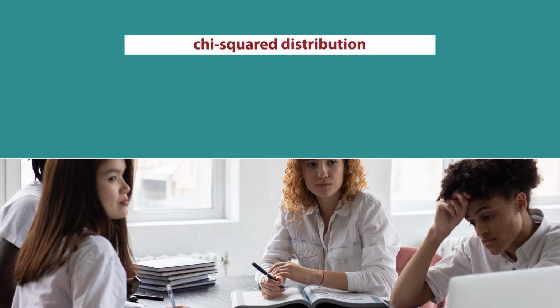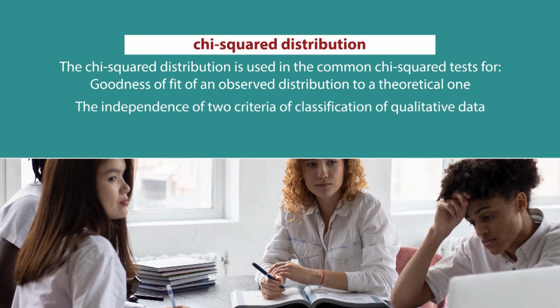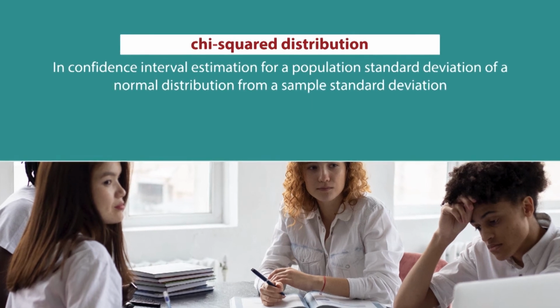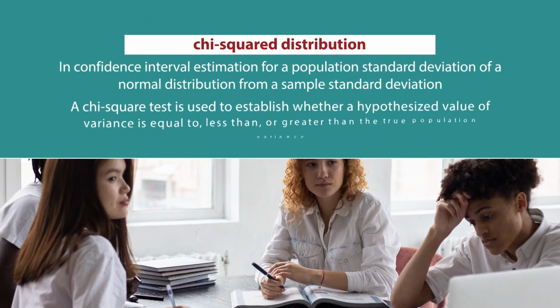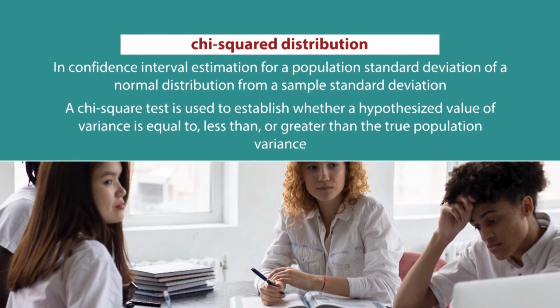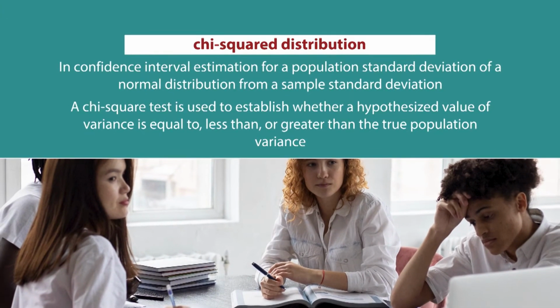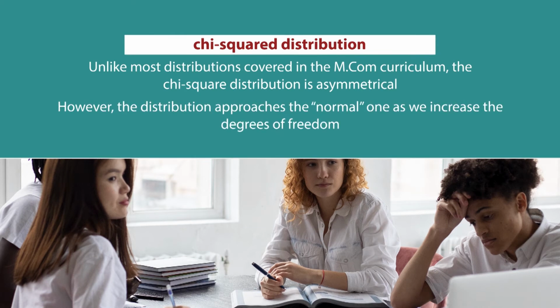The chi-square distribution is used in the common chi-square test for goodness of fit of an observed distribution to a theoretical one, for the independence of two criteria of classification of qualitative data, and in confidence interval estimation for a population standard deviation of a normal distribution from a sample standard deviation. A chi-square test is used to establish whether a hypothesized value of variance is equal to, less than, or greater than the true population variance. Unlike most distributions covered in the curriculum, the chi-square distribution is asymmetrical. However, the distribution approaches the normal one as we increase the degrees of freedom.